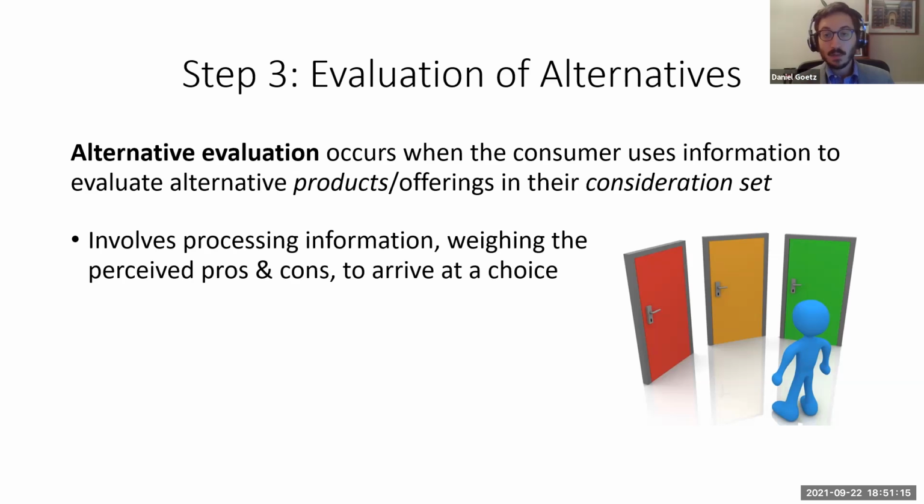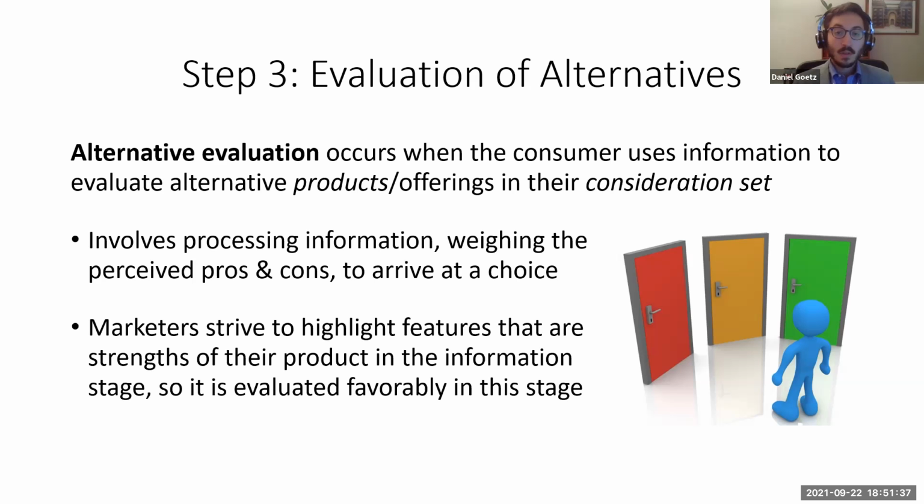So you're going to be processing information, you're going to be weighing pros and cons to arrive at a choice, but you're not going to be looking at all the attributes, right? If your Kellogg's buying habits are such that you're just looking at cornflakes or Rice Krispies, you don't really care about the fiber or the antioxidants, right? You're not looking at that characteristic. So you're not looking at all products, you're not looking at all characteristics. What's the marketer's role? Highlight the features that are the strengths in the information stage so you can be evaluated favorably at this stage, and make sure your product is in the consumer's consideration set.